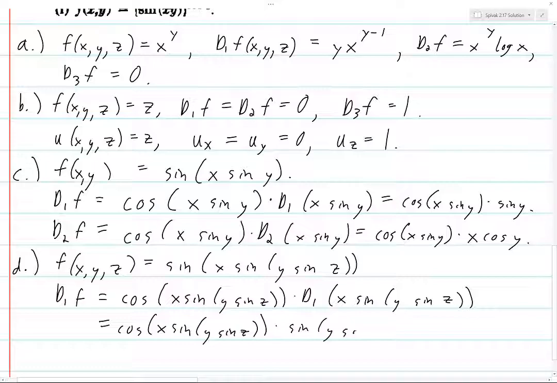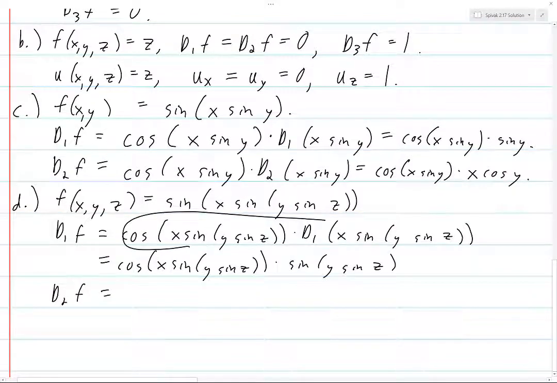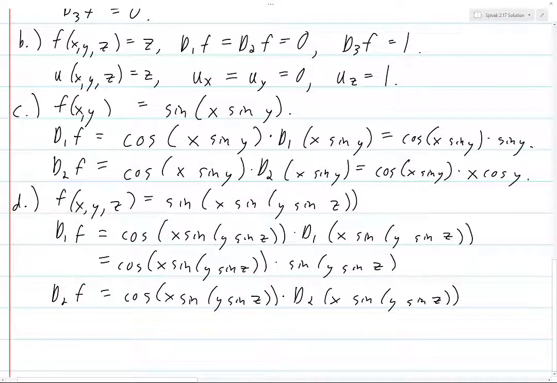Let's keep going here. d2 of f. I want to copy and paste this, but it looks like that's going to take longer than just writing it out, so I'm going to write it out. It starts out the same, but now we have d2 of x times sine of y sine of z. So now the y here is on the inside, and in order to extract that, we need to do the chain rule again.